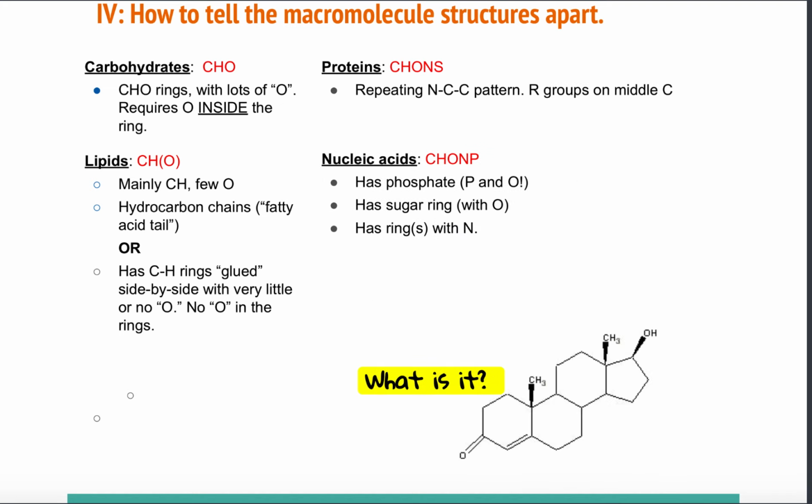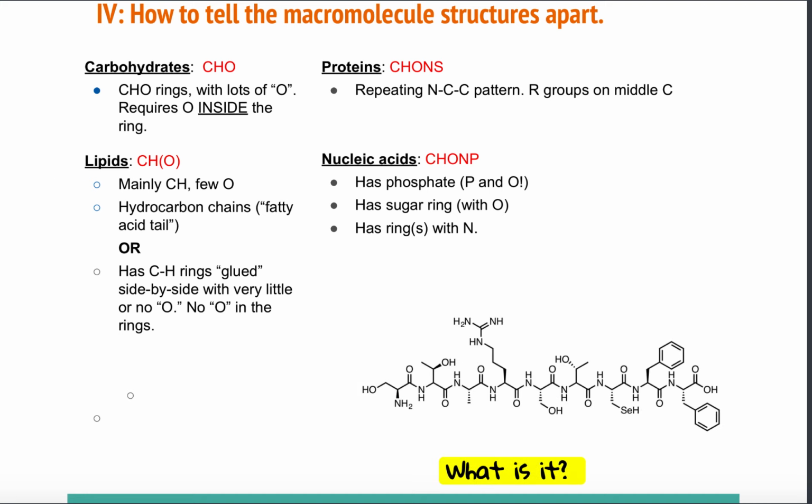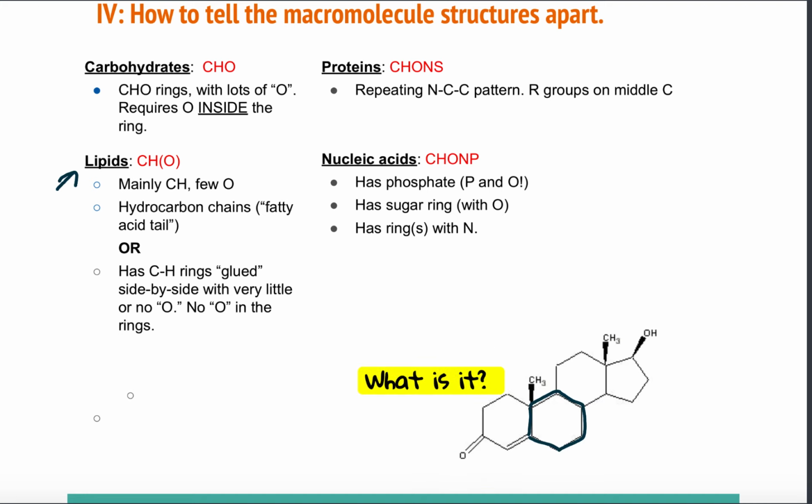Over here, what is it? I have rings, but there are no O's on the corners of the rings. They're all squished together in a weird way. That's how I know it's a lipid. And by the way, not just any lipid, a steroid lipid.